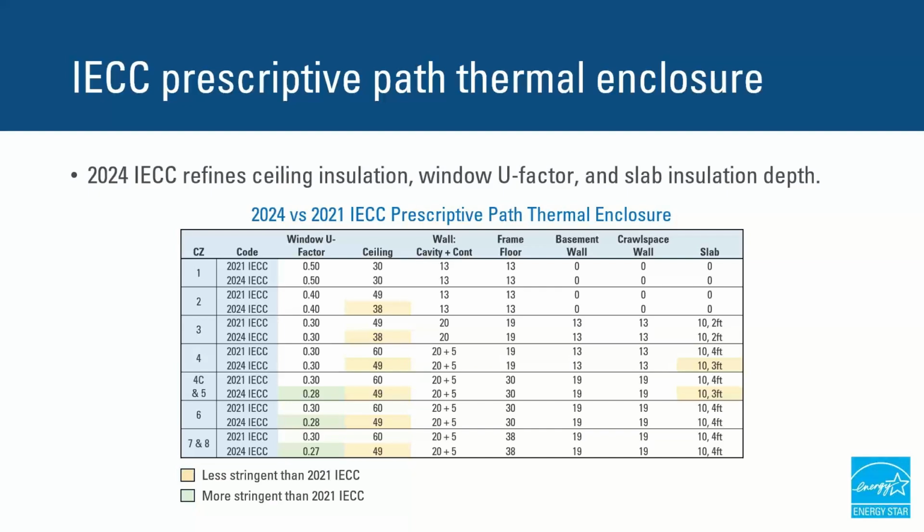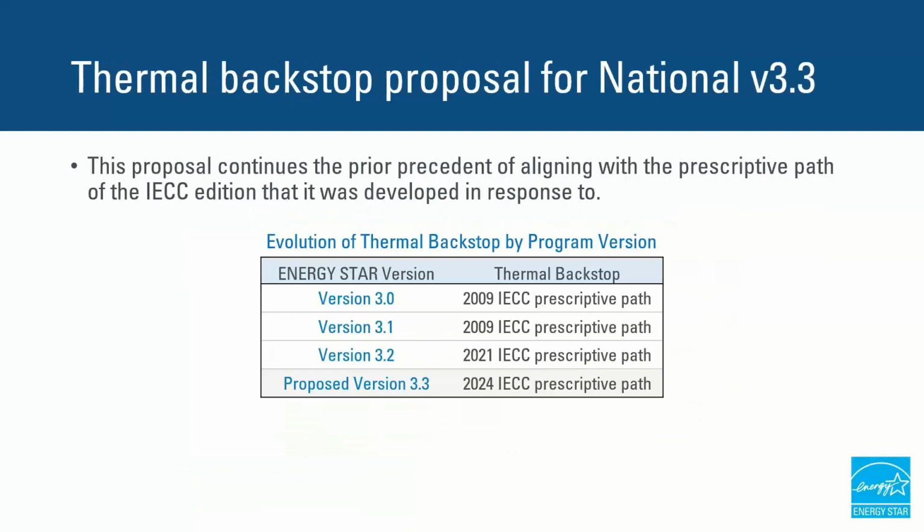IECC. Given that the 2024 IECC is the latest consensus-based model code, and that our proposal for National version 3.3 is in response to this edition of code, we're following our prior precedent, and we're proposing to align the thermal backstop with the 2024 IECC prescriptive path.